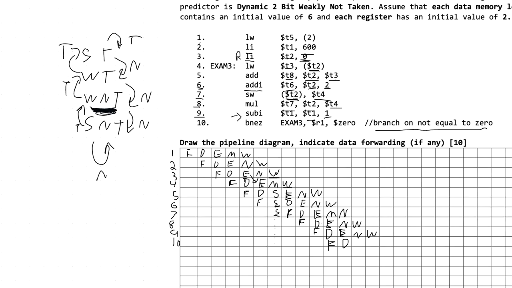But we also need to figure out where we are going to branch to, because also in the decode is where we're going to fetch the next instruction. So we need to figure out, do we take the branch or do we not take the branch? This is going to tell us what our next instruction is going to be. So we know that in this case, there's also a data dependency. So let's handle that before we decide where we're going to go next.